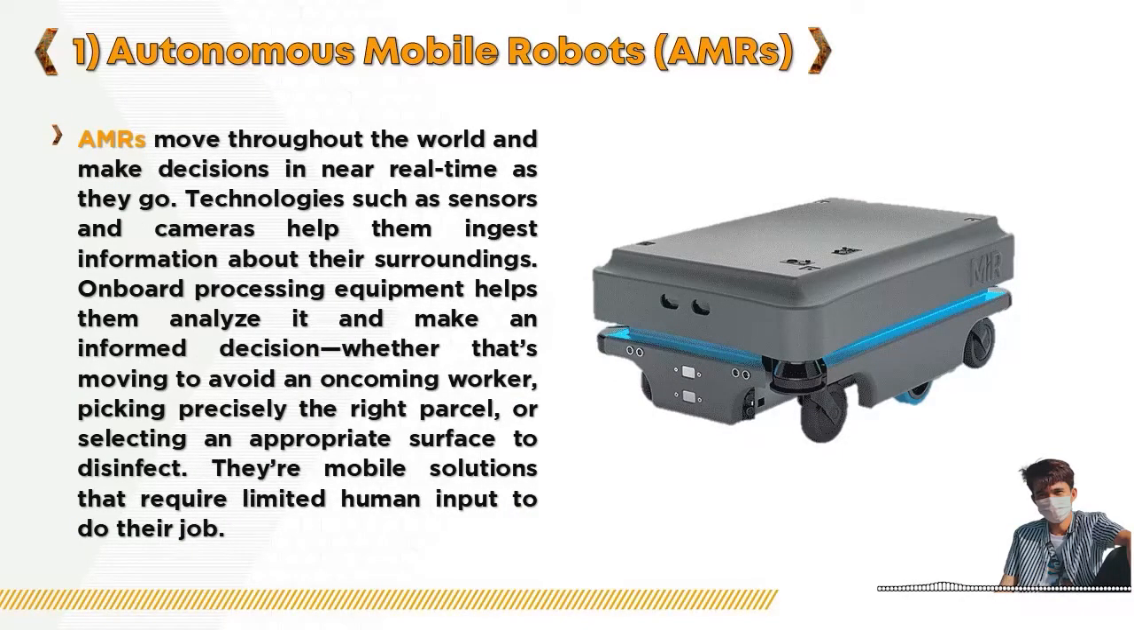So the first common type of robot is autonomous mobile robots or AMRs. AMRs move throughout the world and make decisions in near real time as they go. Technologies such as sensors and cameras help them ingest information about their surroundings. Onboard processing equipment helps them analyze it and make an informed decision, whether that's moving to avoid an oncoming worker, picking precisely the right parcel, or selecting an appropriate surface to disinfect. They're mobile solutions that require limited human input to do their job.